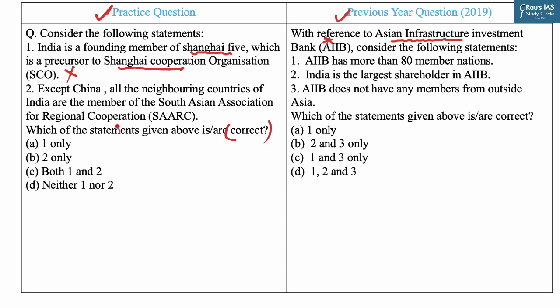Statement 2 says, except China, all the neighboring countries of India are the member of South Asian Association for Regional Cooperation, that is SAARC.